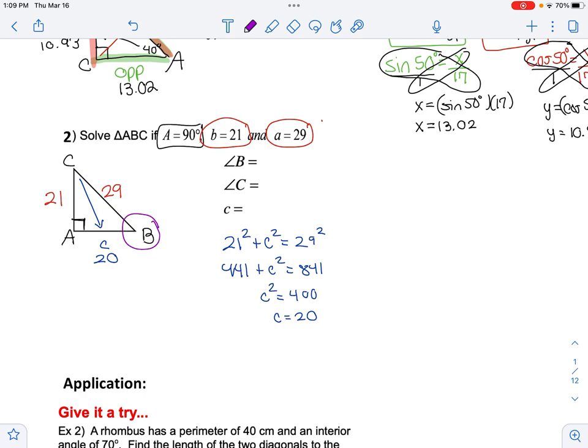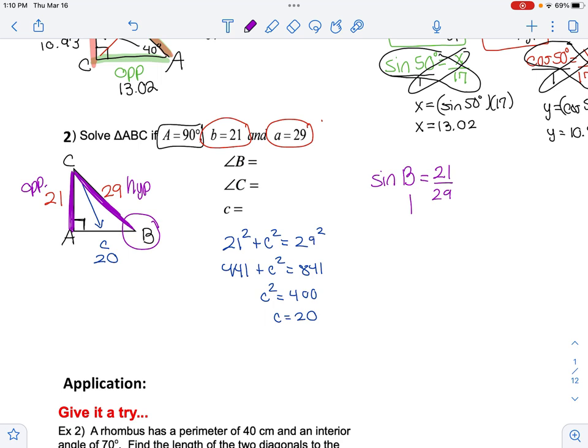So for example, if I did not get a perfect number, like number 20, if I did not get a perfect square, don't use that one. Okay, I'm going to use the two sides that were given. I'm going to use the 21 and the 29 to help me find angle B. Now, the 21 is opposite angle B, and the 29 is the hypotenuse. So that tells me to use my sine ratio. So if I do the sine of angle B, I'm going to write the ratio 21 over 29.